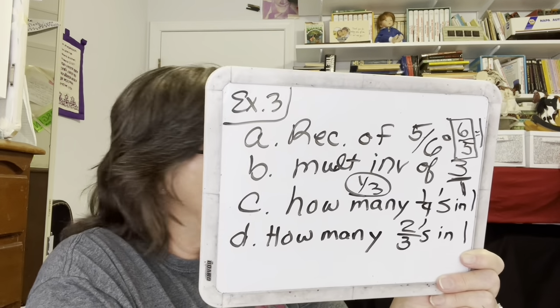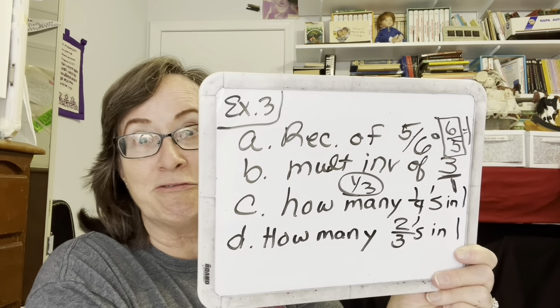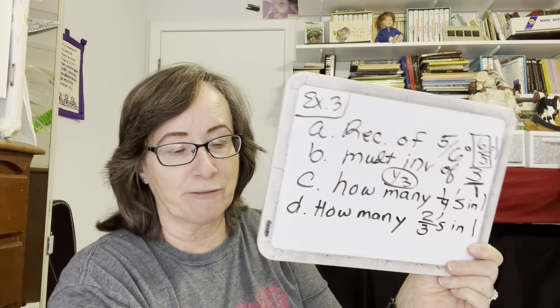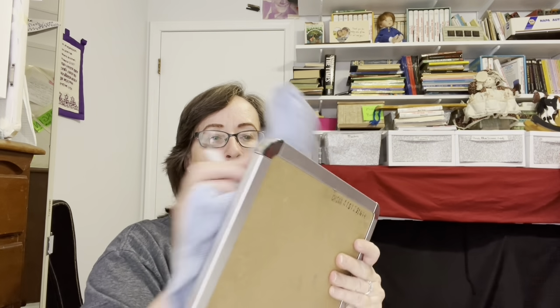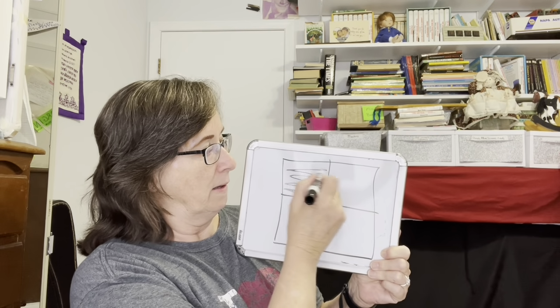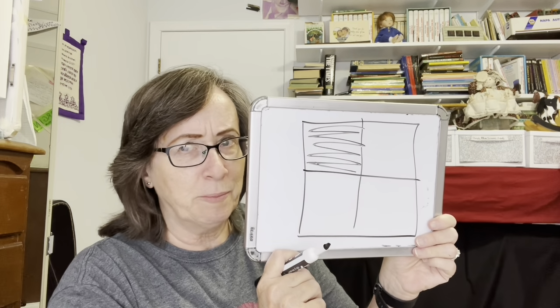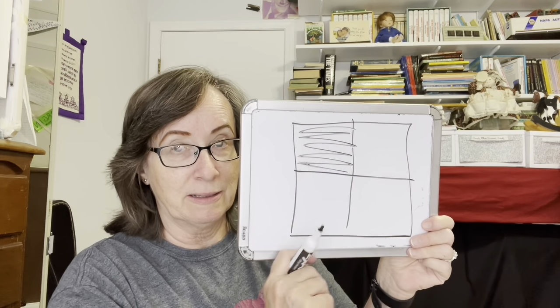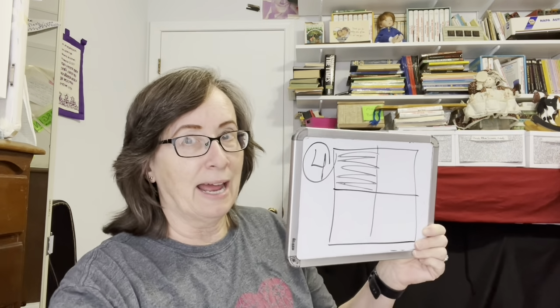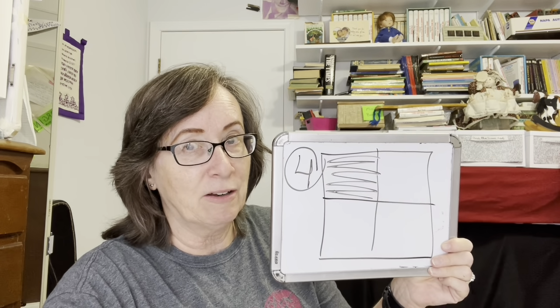Okay. Now C says, how many fourths are in 1? Okay, well, we've had pictures of fourths, haven't we? So if we said, here was our square. Okay, our square is 1. There's our fourth. How many fourths are in 1? 1, 2, 3, 4 fourths are in 1. So the answer is 4. We can reason that out. There are 4 fourths in 1.